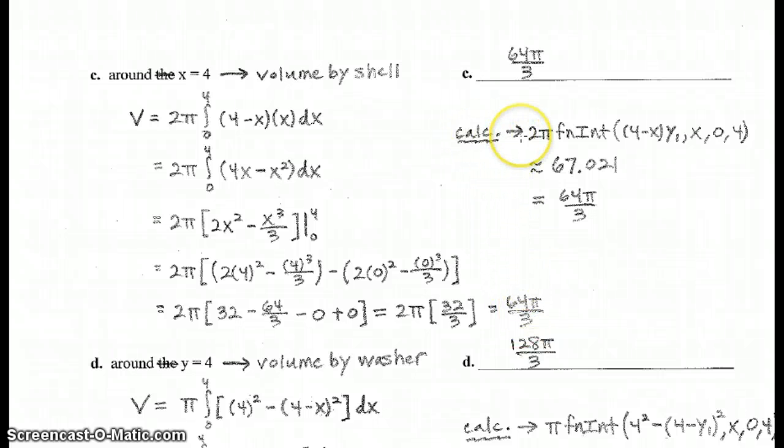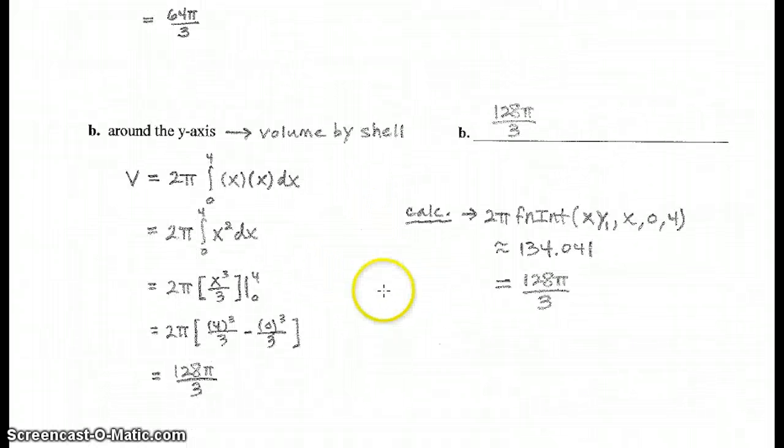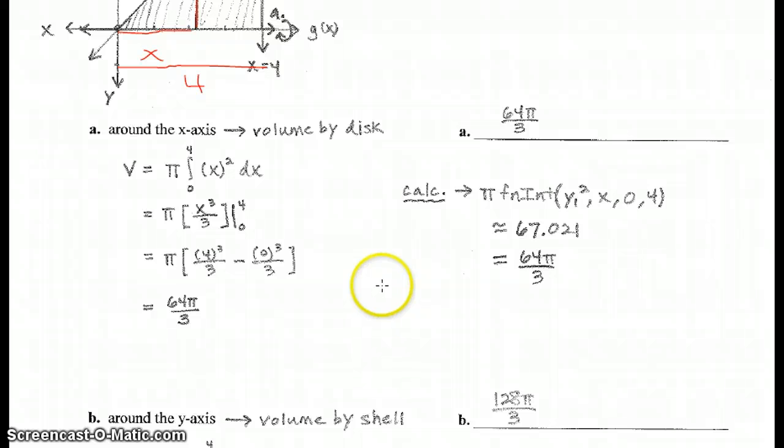In your calculator, again, real easy, 2 pi times the finite integral of our function 4 minus x times y1, which you could type in as 4 minus x times x, comma, with respect to x, comma, from the lower limit of 0, comma, to the upper limit of 4. Close it up. Approximately 67.021, which equals 64 pi over 3. Just so you know, it is just coincidence that part C and part A have the same answer.